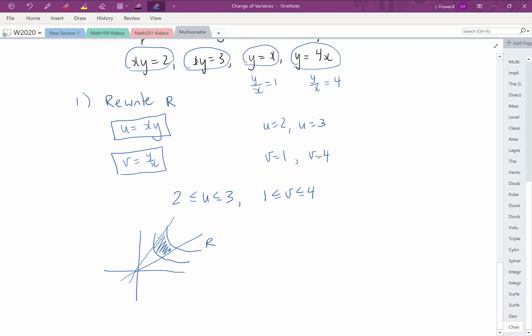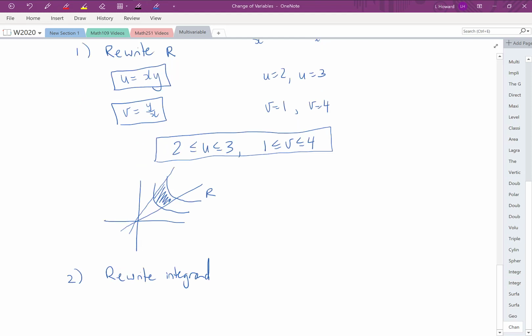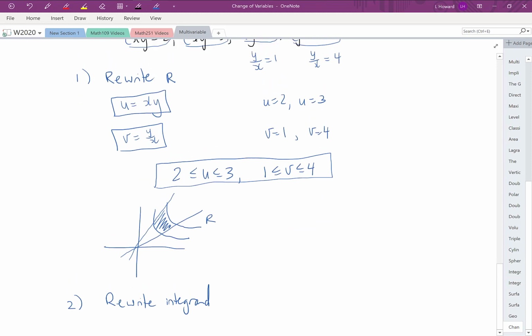It would be challenging to do a double integral in coordinates xy over that region. You'd need to split that up into several integrals. But if we switch variables and say u equals xy, v equals y over x, then we suddenly have these really nice limits of integration for u and v. That's going to make the calculation nice and easy, with no need to split up into multiple integrals. So in step 1, we decided what our new variables would be based on looking at our boundary curves, and we rewrote our region R.